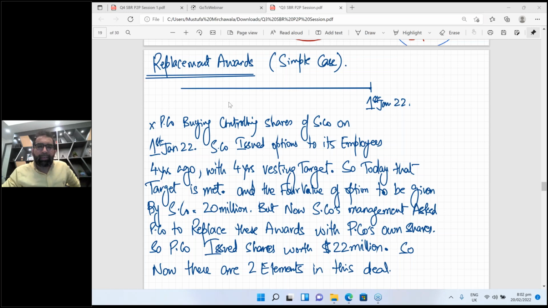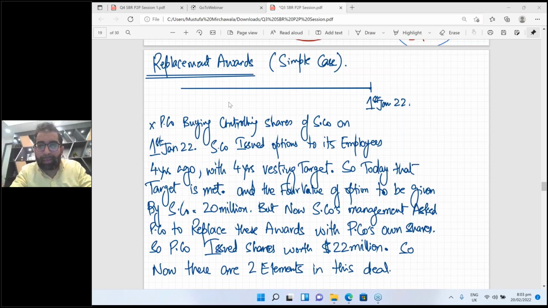Now the third topic is replacement awards. This is a technical topic. Even your examiner has written an article on it, right? And this has been tested two or three times. Back in 2008 there was a question, and the majority of teachers teach that question. It came in that question, and then again in the September or December 2019 attempt. Okay, so what is this case?